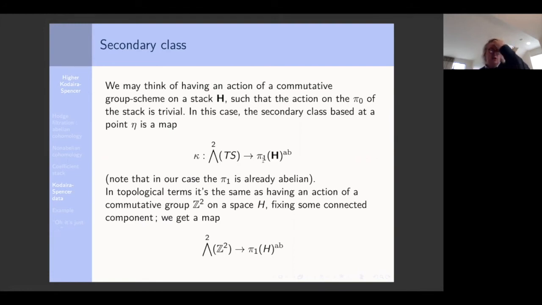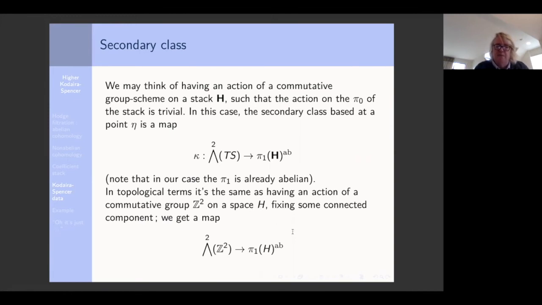So it means we have an action of a commutative group Z2. And here it's the tangent space of S, but you remember S has dimension 2, so its tangent space is a rank 2 abelian group scheme. But in terms of topology, suppose we have an action of the commutative group Z2 on some space H, which is going to be our stack here. Just forget about all this stack stuff. Suppose we just have an action of Z2 on a space and it fixes some connected component.